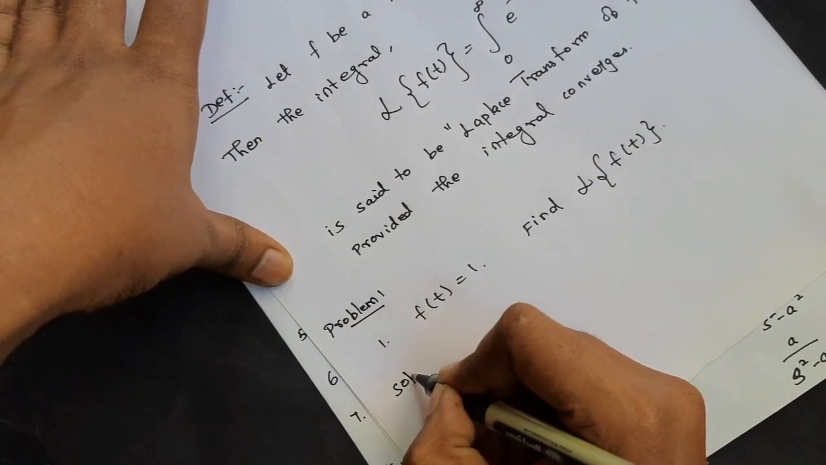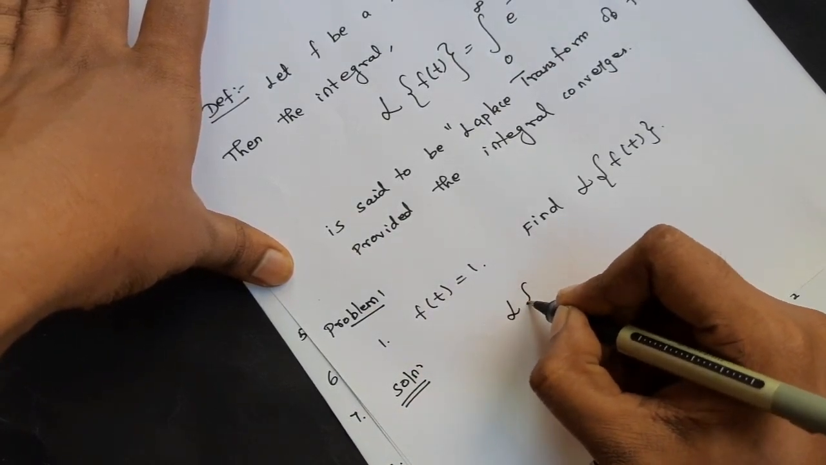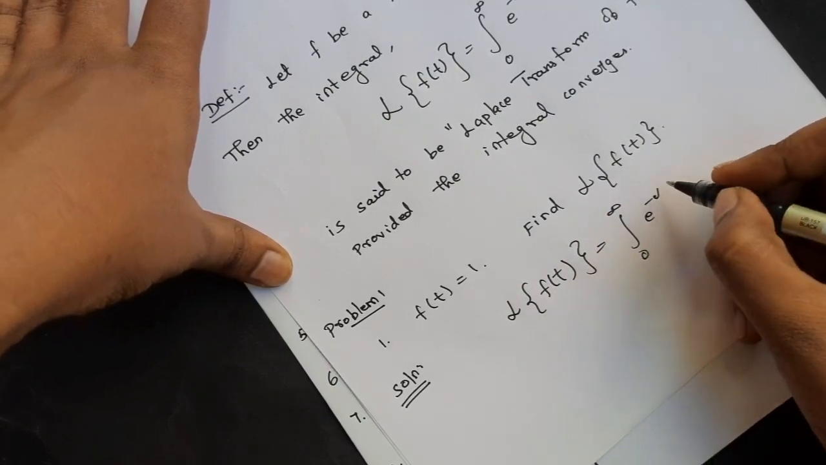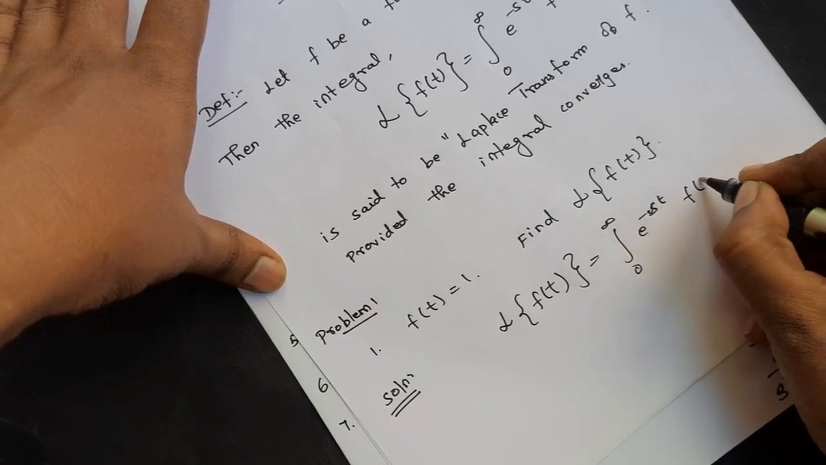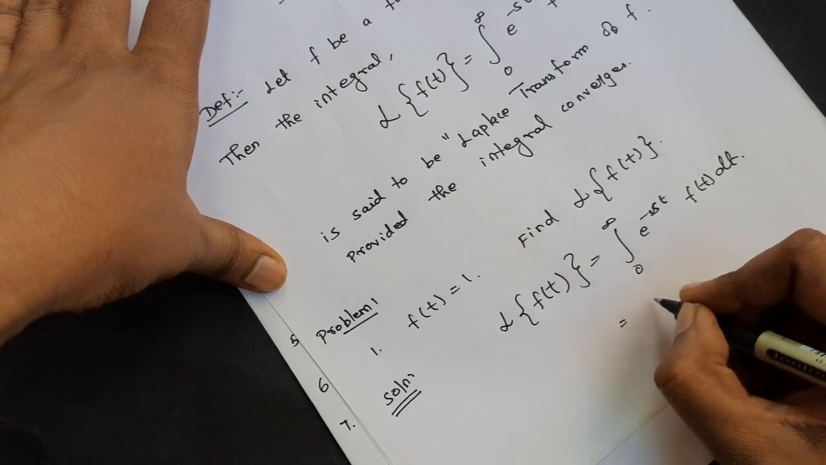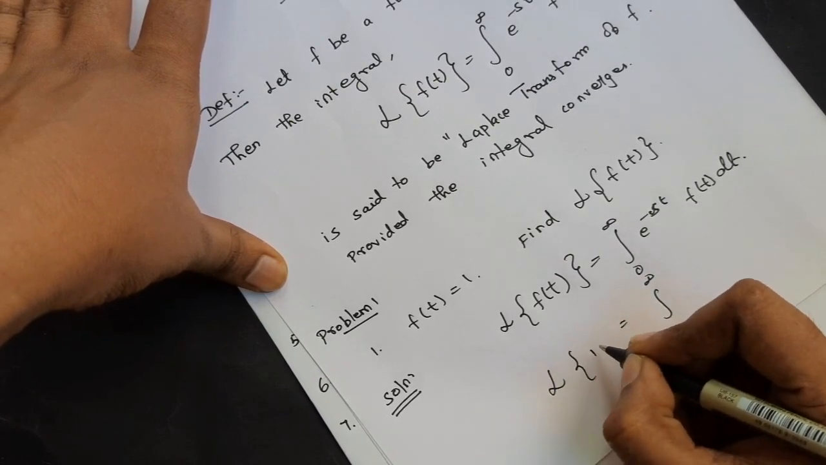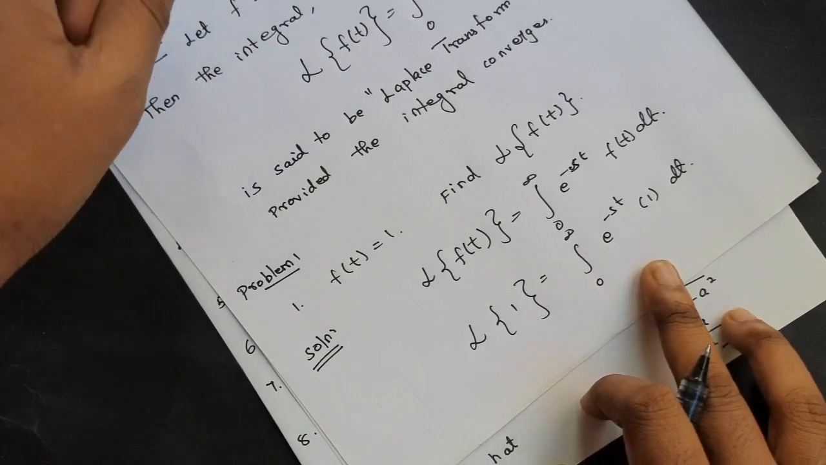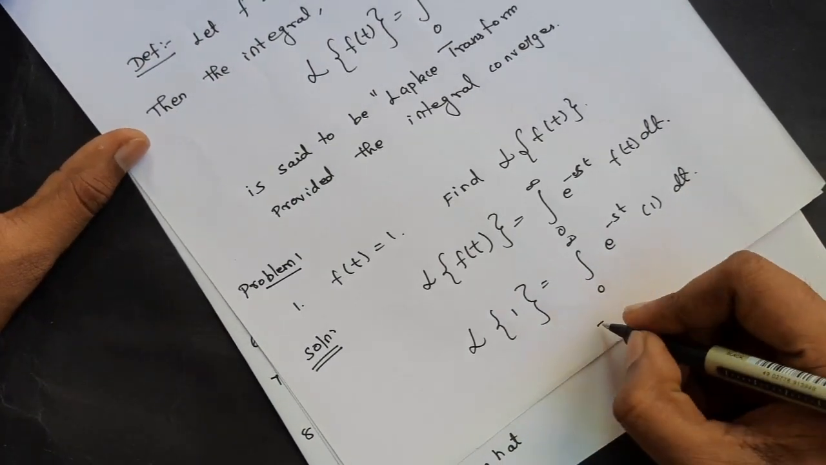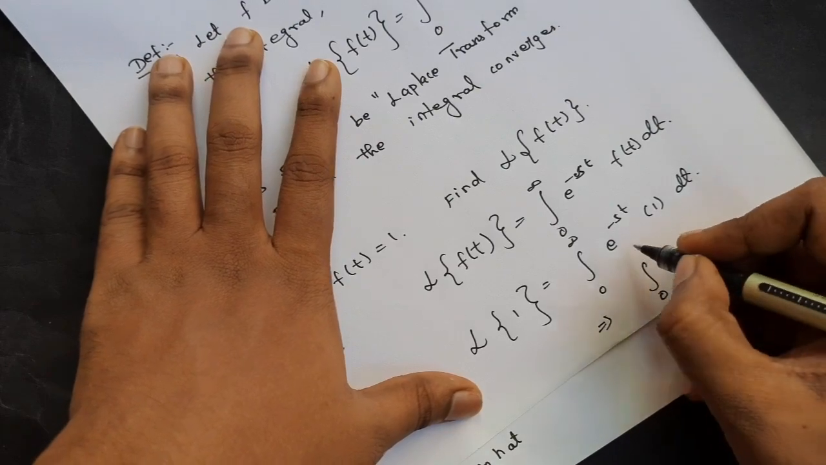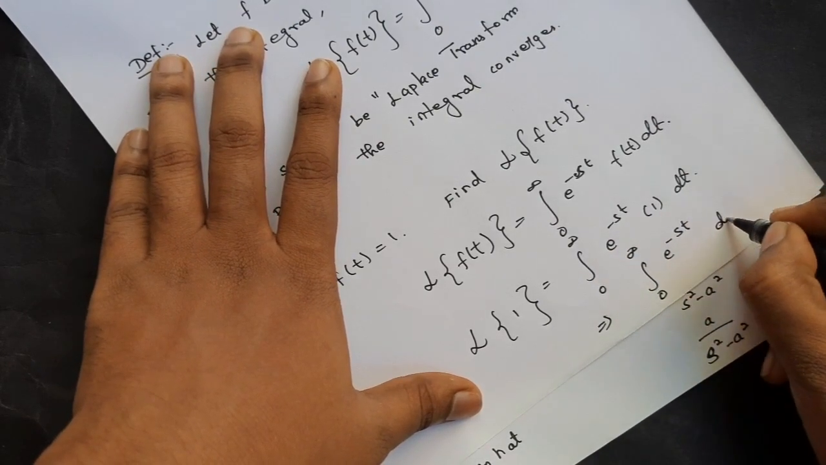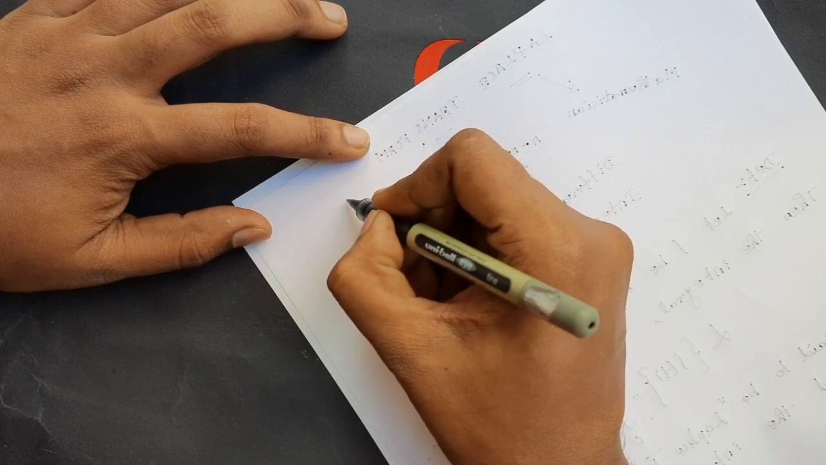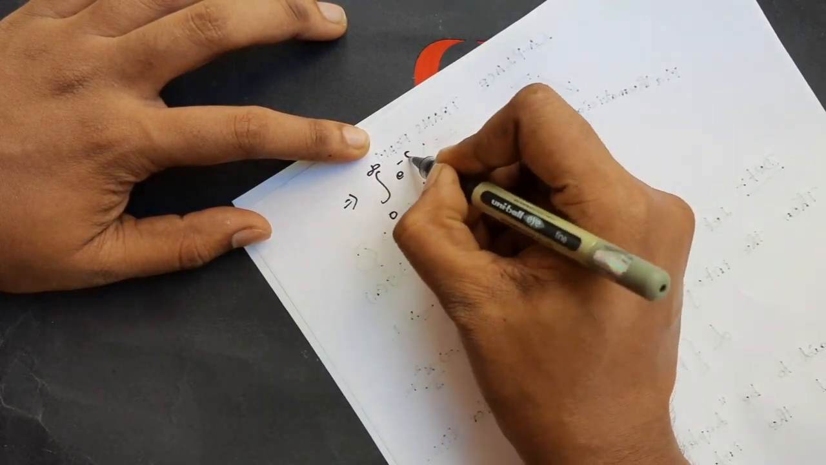So the solution. L of f of t, recalling the formula, is the integral from 0 to infinity of e power minus st f of t dt. Here f of t is 1, so it is the integral from 0 to infinity of e power minus st into 1 dt. Anything multiplied by 1 is just that value. So we integrate integral 0 to infinity e power minus st dt.